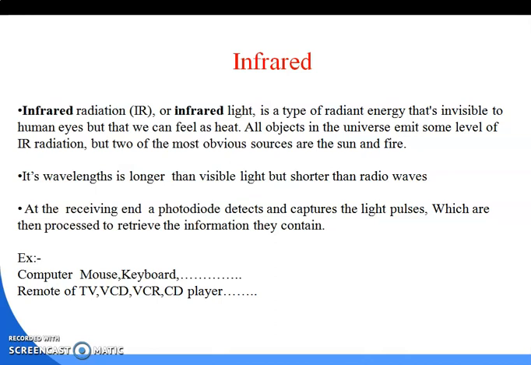Its wavelength is longer than visible light but shorter than radio waves. At the receiving end, a photodiode detects and captures the light pulses, which are then processed to retrieve the information they contain. So for example, a computer mouse and keyboard also create some infrared. Remote TV, VCD, VCR, CD players also create some infrared.